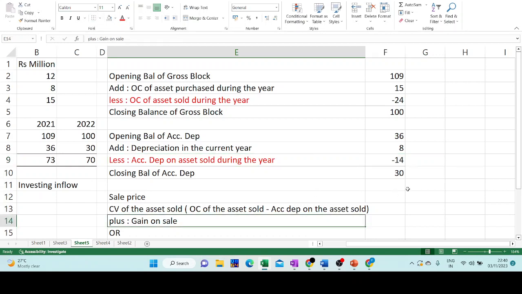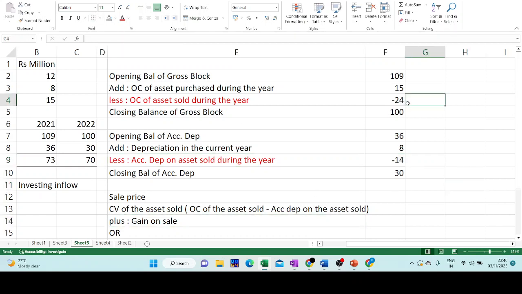Right, guys. Now, what would be the carrying value of the asset? We've calculated the original cost of the asset sold. So the asset was purchased at 24 million several years back, and the total depreciation charged on the asset since it was purchased was 14 million. So the carrying value of the asset is 24 minus 14, which is 10. What is the gain on sale? 12. Are we good, guys? Have we calculated this? Are we good here or not? Please tell me. Yes sir. Good.